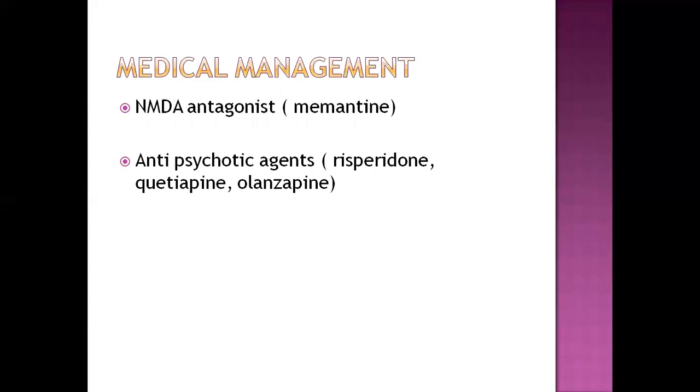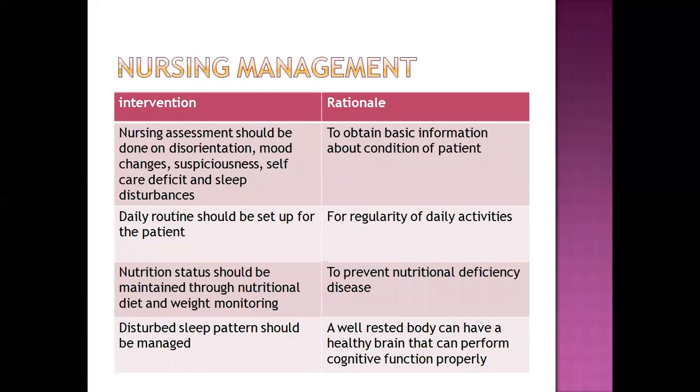To manage it medically, we have the NMDA antagonist, memantine. Antipsychotic agents can be given because patients with dementia suffer from depression, or suffer from hallucination, all these symptoms. Antipsychotic agents are for that.